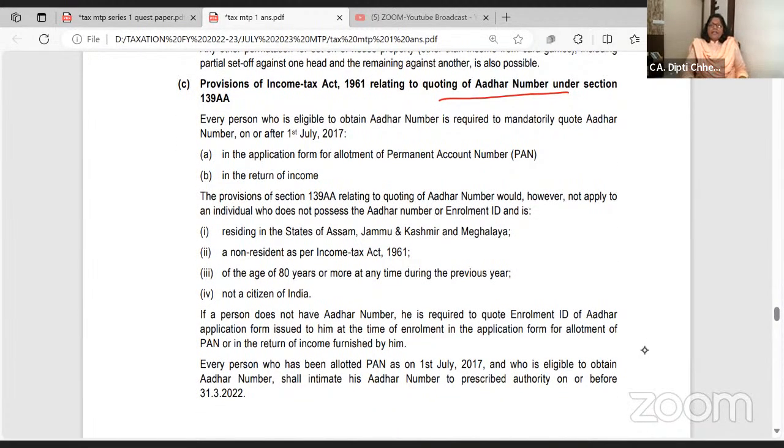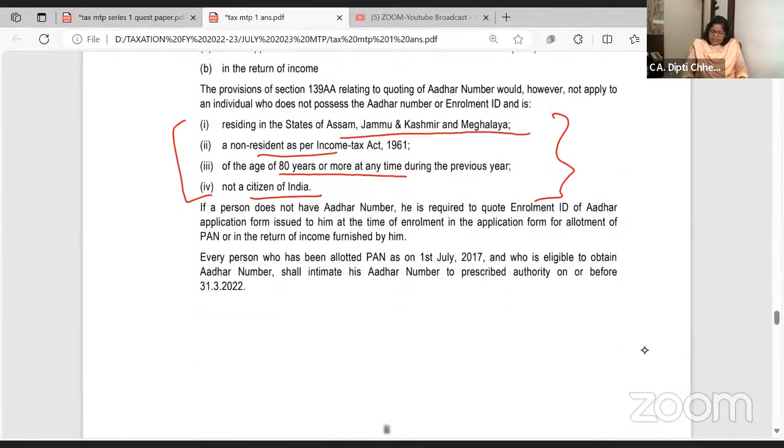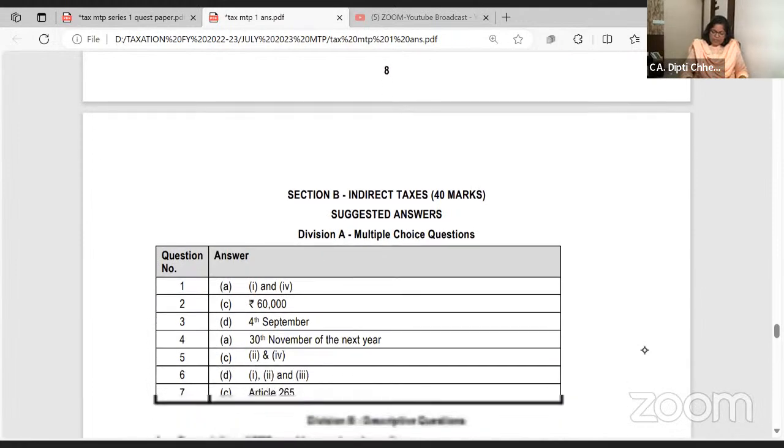Is Aadhaar card mandatory for all along with PAN? Yes, Aadhaar and PAN linking is mandatory, except for 4 cases where they don't have the Aadhaar. If they are residing in Assam, Jammu and Kashmir and Meghalaya, or if they are non-resident, or if their age is 80 years and above, or if they are not citizen of India, they are not having Aadhaar, then they are not going to link Aadhaar with PAN. Otherwise, it is mandatory.